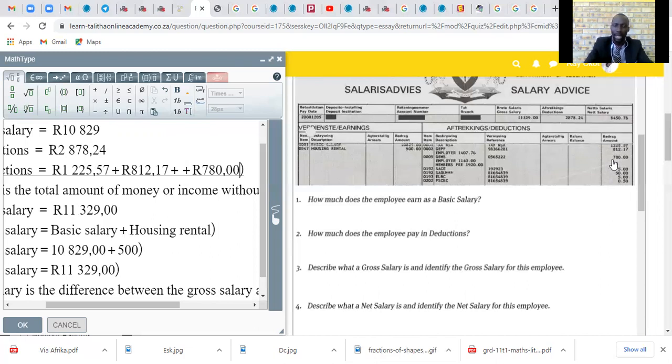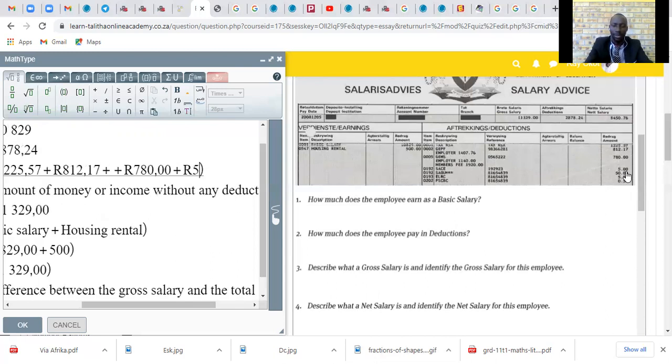Then onto this 780, what else would we have? Well, we have here employees' members fee. So this is how much? This is 5 Rand. So we would say plus 5.00. Then again, we will want to add this 50 here. It's not defined in full, but we see that it's a deduction here of 50 rands.